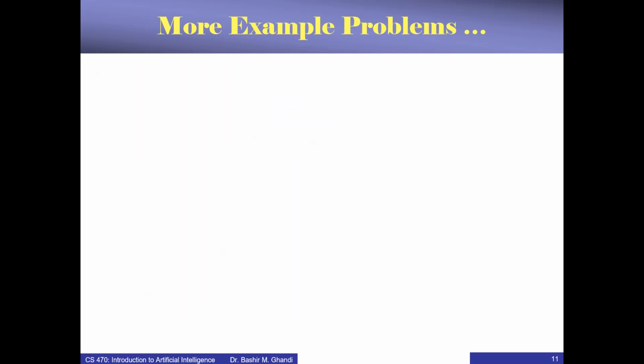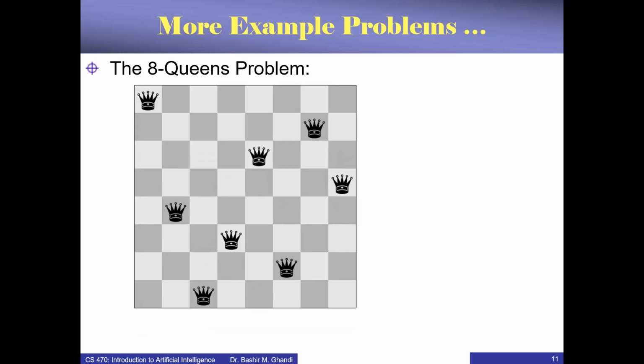Yet another problem that can be solved using agents that apply these search strategies is the eight queens problem. Again, this is a popular problem. I'm sure we discussed it in data structures when we discussed recursion.